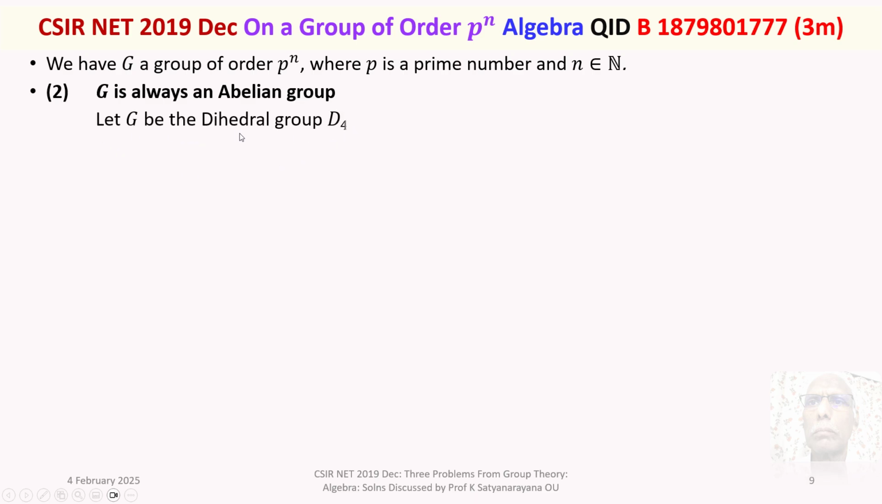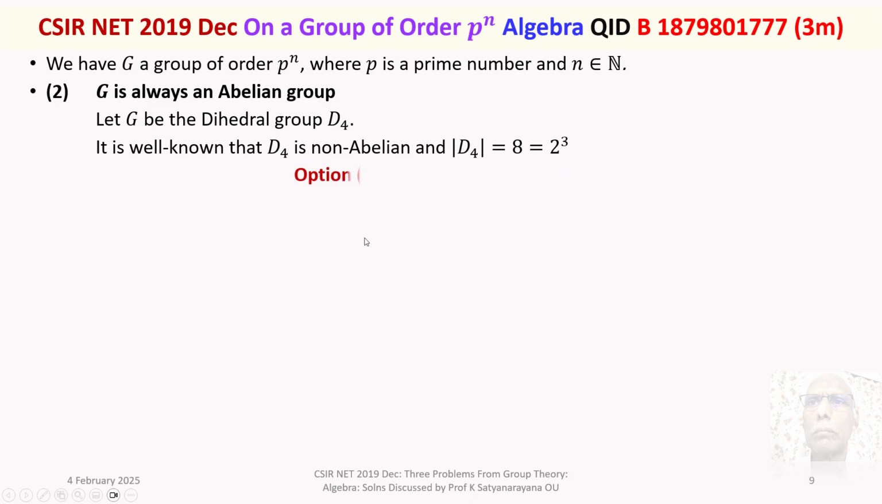Let G be the dihedral group D4. It is well known that D4 is non-abelian and its order is 8, that is, 2 cube. So G is not an abelian group in this case. Therefore, G is always an abelian group is not true. So option 2 is not true. Option 3: G has exactly 2 normal subgroups. Only two normal subgroups.